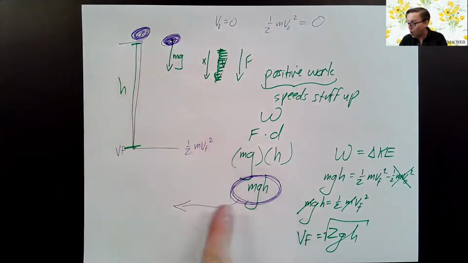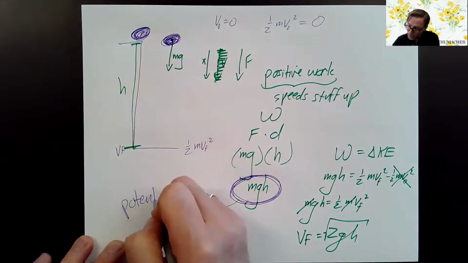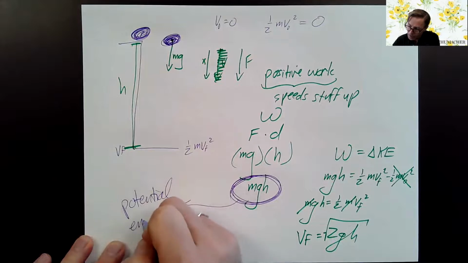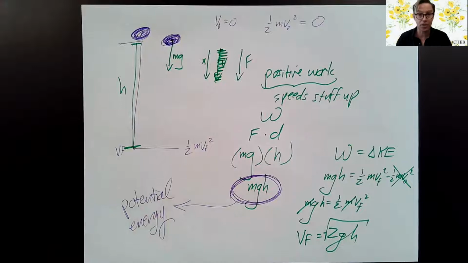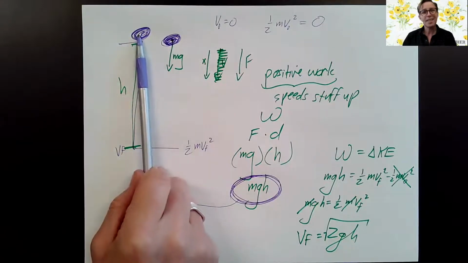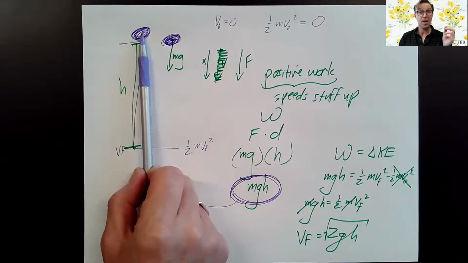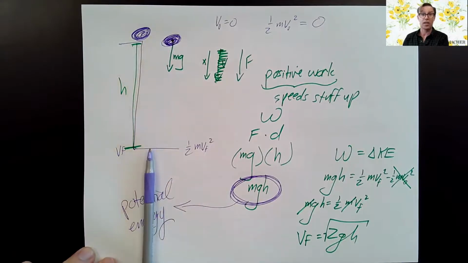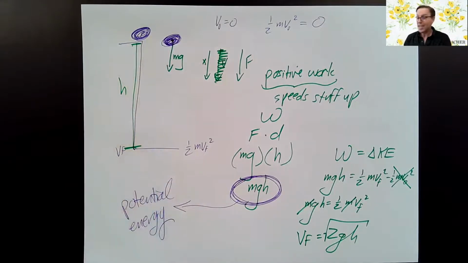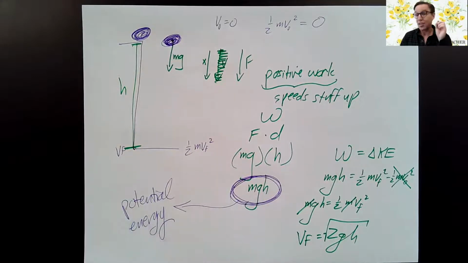So what we call this MGH is potential energy. Potential energy. This doesn't have any energy. It's not moving. But we say it has potential energy because any moment Earth could do positive work on it. So I think of MGH, or potential energy, as the work that Earth is going to do in just a moment.